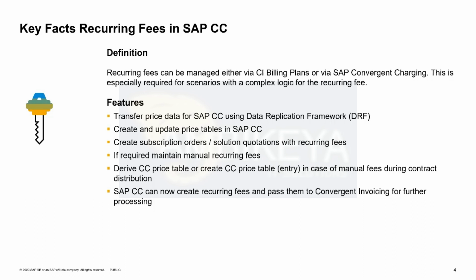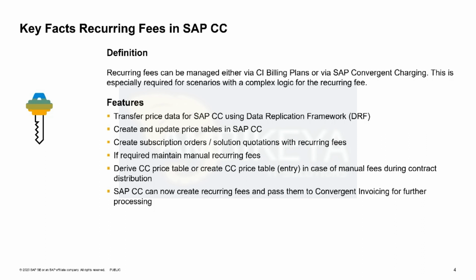Then we can create subscription orders or solution quotation with recurring fees. And even there we can change the recurring fees and override them manually. And when then the contract is replicated to CC, these prices and price tables are replicated independent if this is a manual charge or if this is a list price. So this is a difference to the past. In the past, you could only deal with list prices, and we have extended this functionality that you can even work with manual prices in the conversion charging.